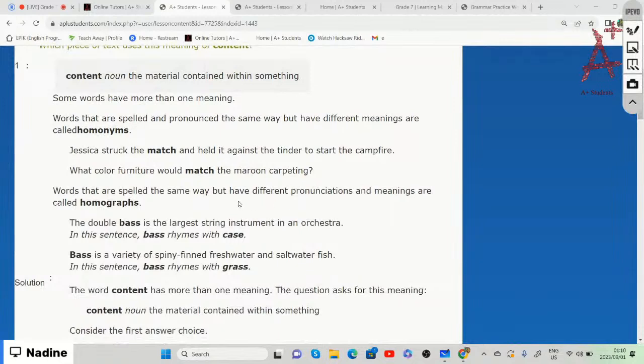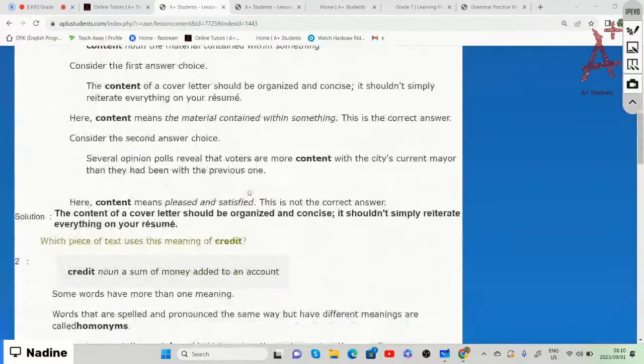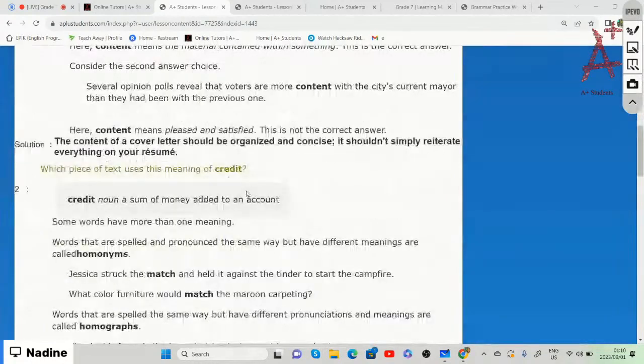So it's not pronounced the same, and the meaning is different. It is only spelled the same way, but not pronounced the same, and the meaning is also different. So that is homographs. But now we're on homonyms, right? And you said words that are spelled and pronounced the same way, but have different meanings are called homonyms, right?